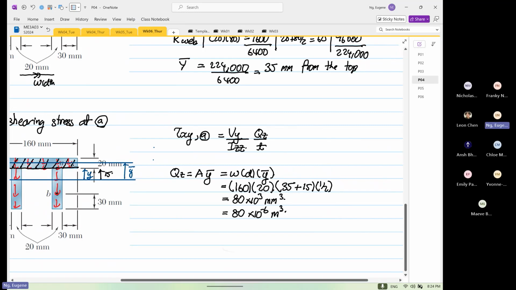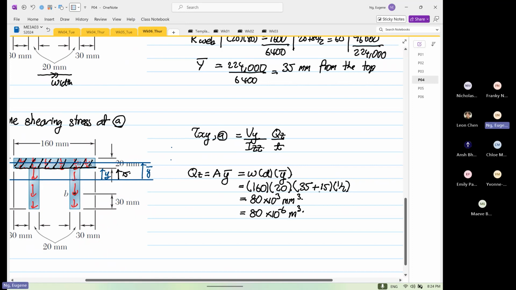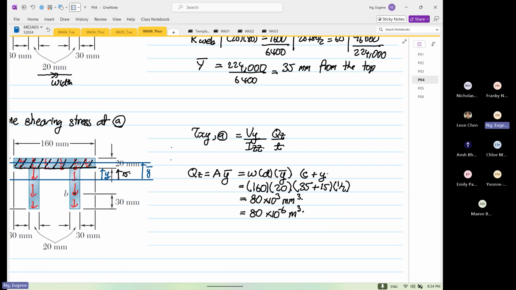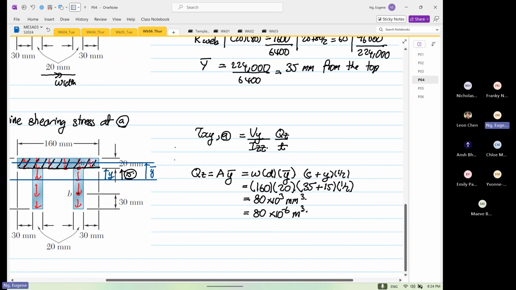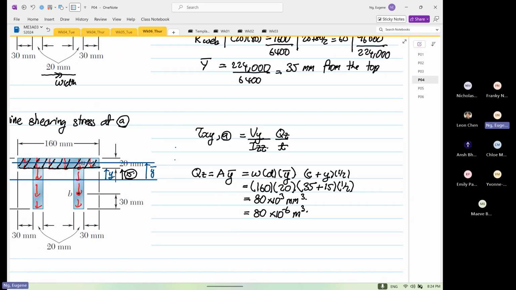Okay. So why 35 plus 15? Basically, for this one I use the formula C plus y multiplied by half. C is the maximum distance. The maximum distance is 35, right? y is our 15, and then you just add them together and multiply by half. So your Qz is equal to A y bar. Now this is the easy part.